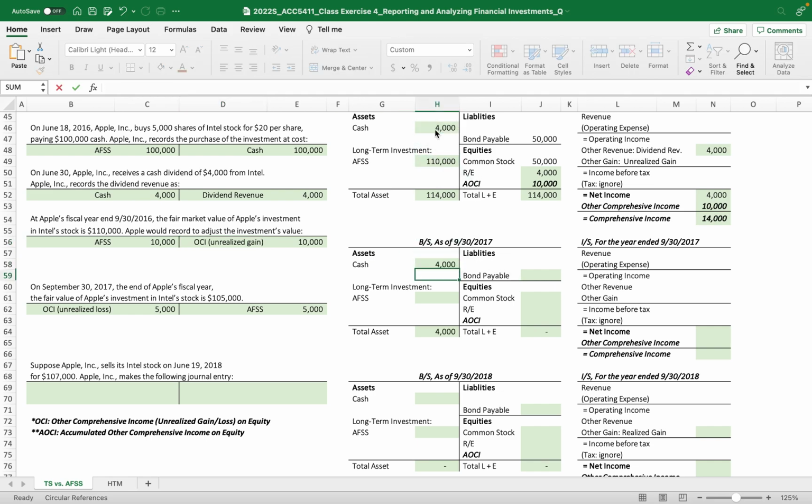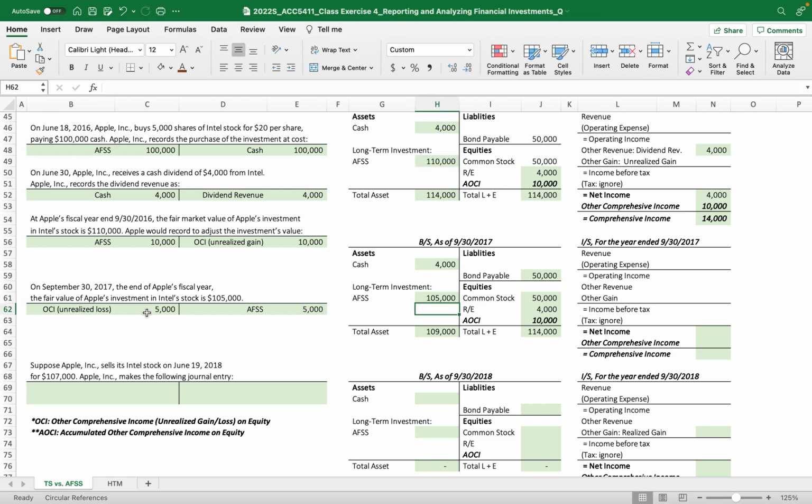Every account must be started from the ending balance of last year, right? Because that is the beginning balance of the current year. So that is the starting point. Okay. So we put OCI and AFSS. Let's put the credit first.